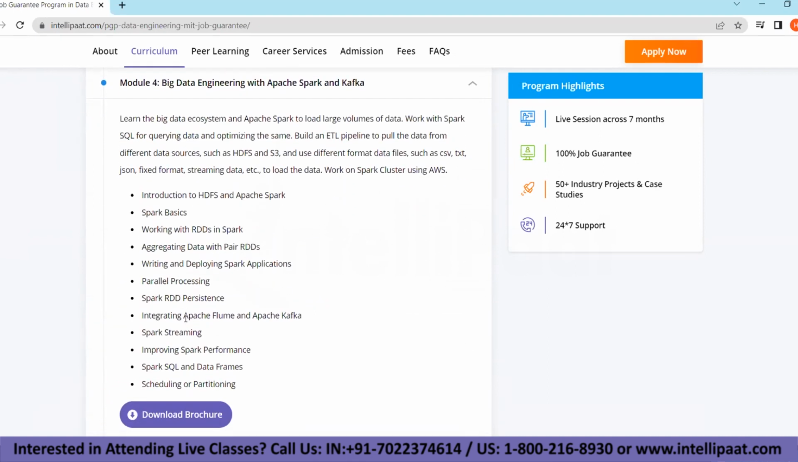Module number 4 is big data engineering in Apache Spark and Scala. Of course, you are learning what data engineering is, but it is very important for you to learn the big data ecosystem and Apache Spark as well, to know how to load large volumes of data. When you work in an MNC, you should know how to process millions of lines of data. That is where big data, Hadoop, Spark, all these things come into the picture. So we're giving you an overview of entire big data engineering with Apache Spark and Kafka.